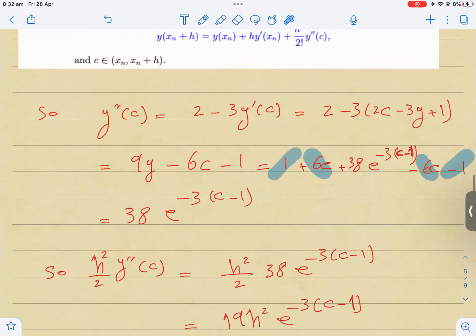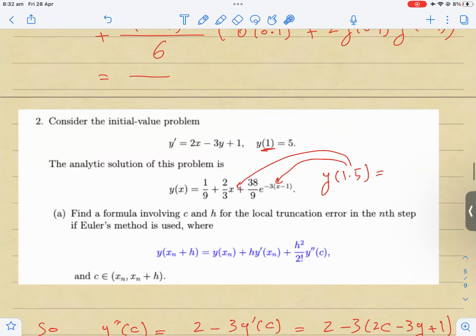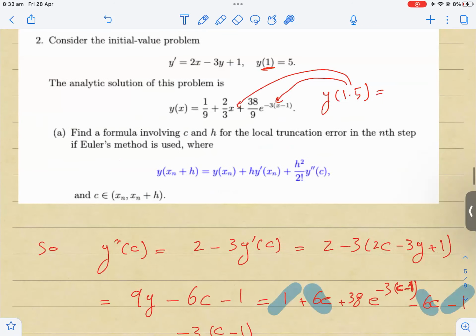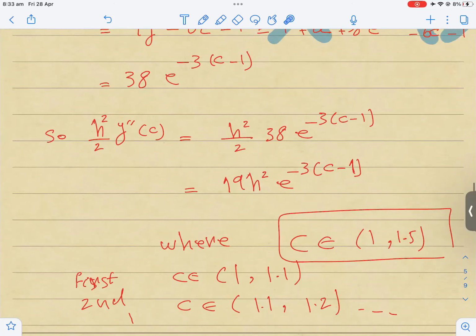Where does c live? C lives between 1 and 1.1 plus h. But we can get it until 1.5. So we can say c lives between 1 and 1.5. So local truncation, anyway, is like this guy here. So easy.